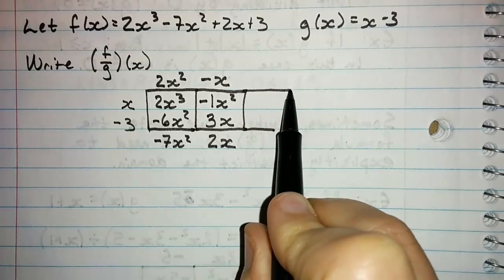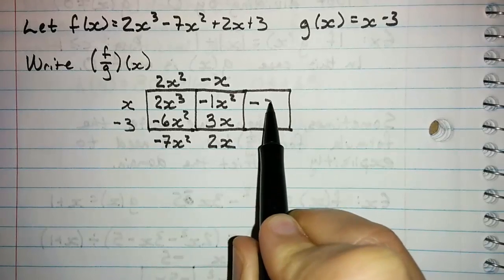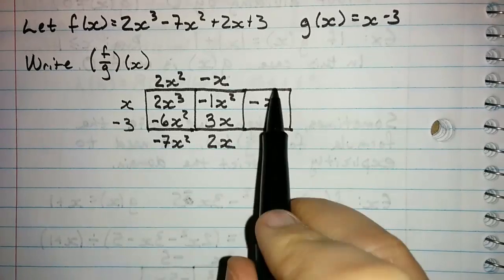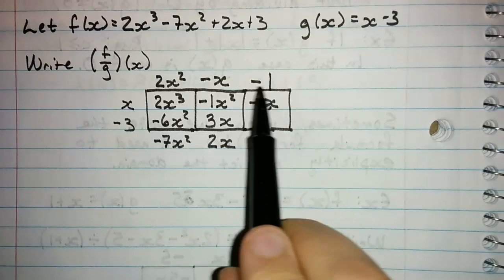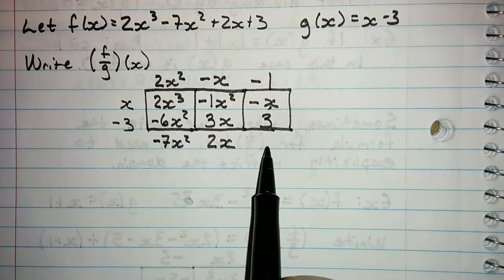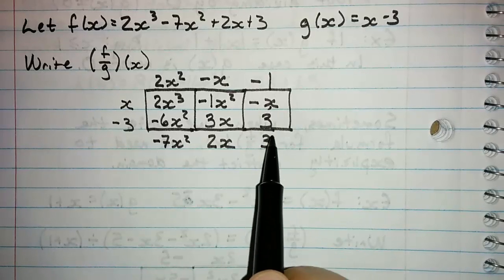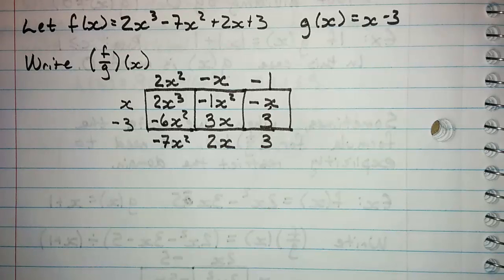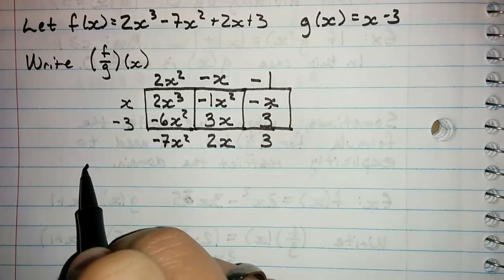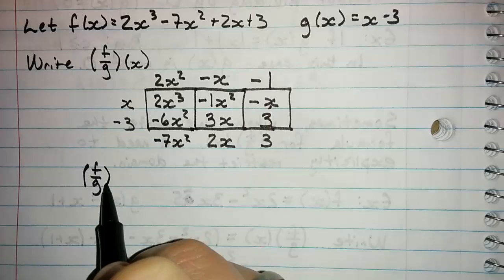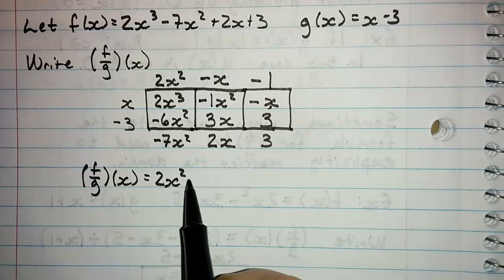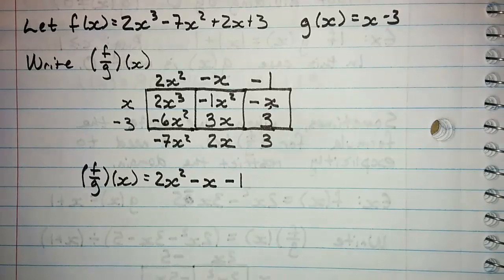2x minus 3x, that'll give me negative x. X times what is negative x? X times negative 1 is negative x. Negative 1 times negative 3 is positive 3. I need my constant term to be 3. That's what I've got. I don't have a remainder. So my quotient, f over g of x, well, it'll be 2x squared minus x minus 1.